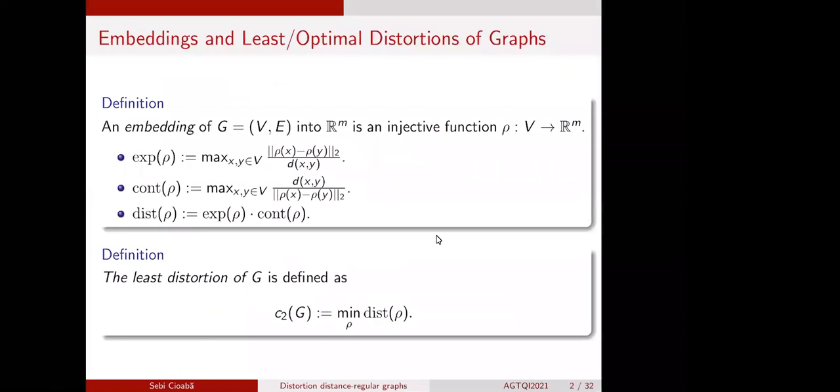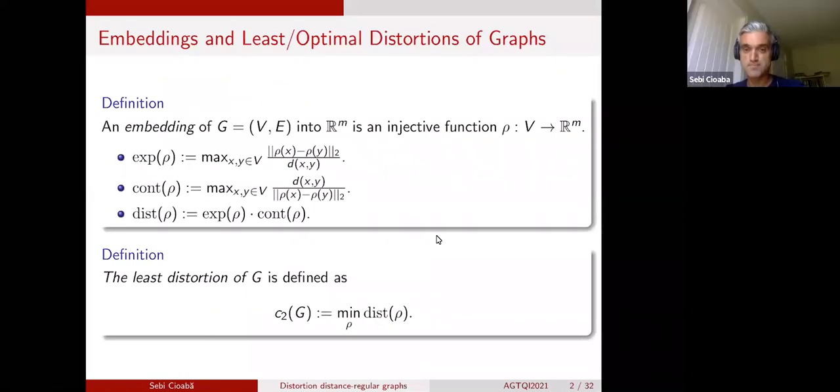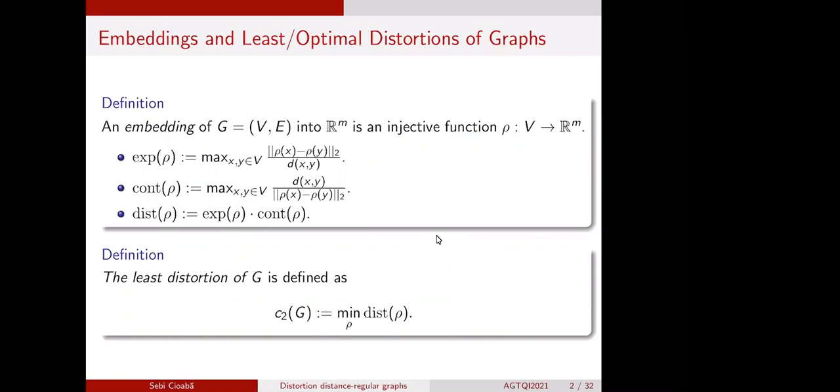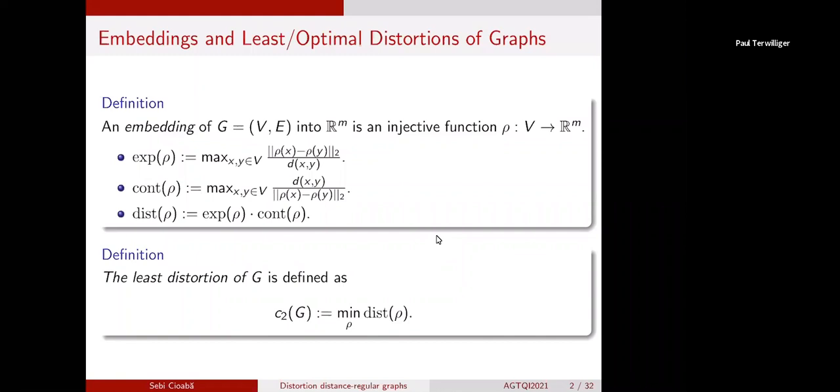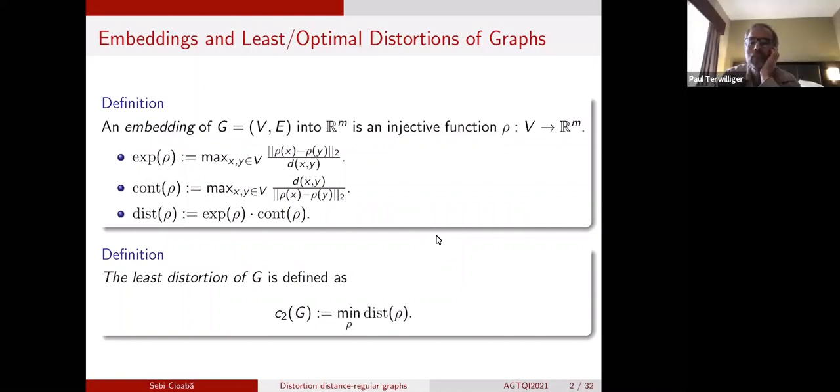If we're given a graph G with vertex set V and edge set E, an embedding of the graph into some Euclidean space Rm is just an injective function from the vertex set into that space. It makes sense to make it injective. You don't want to represent two vertices by the same point in the space. So that's just what an embedding is.